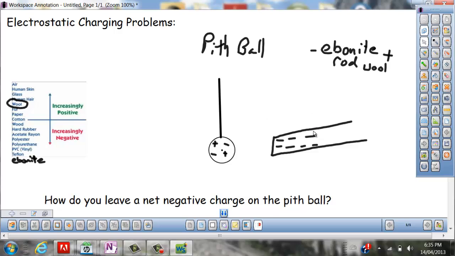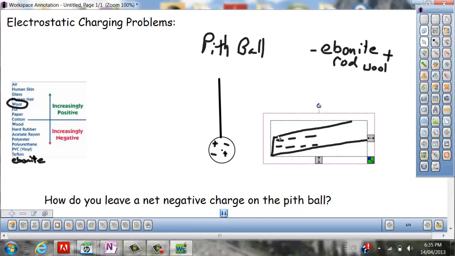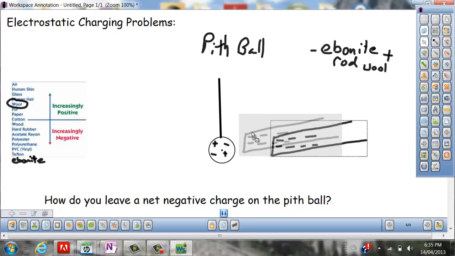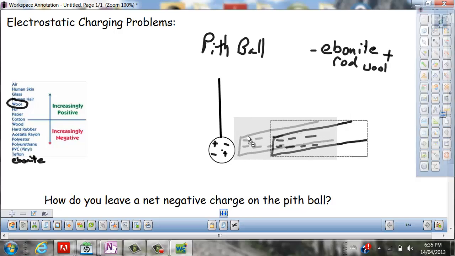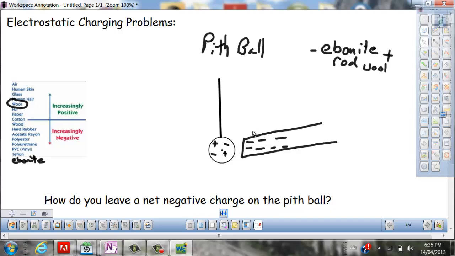So then what we do is we bring our negative rod towards the pith ball, and of course, as I've talked about before, there will be an attraction. First off, there will be an induction effect where the electrons in the pith ball move away, creating a net positive charge on the surface of the pith ball.